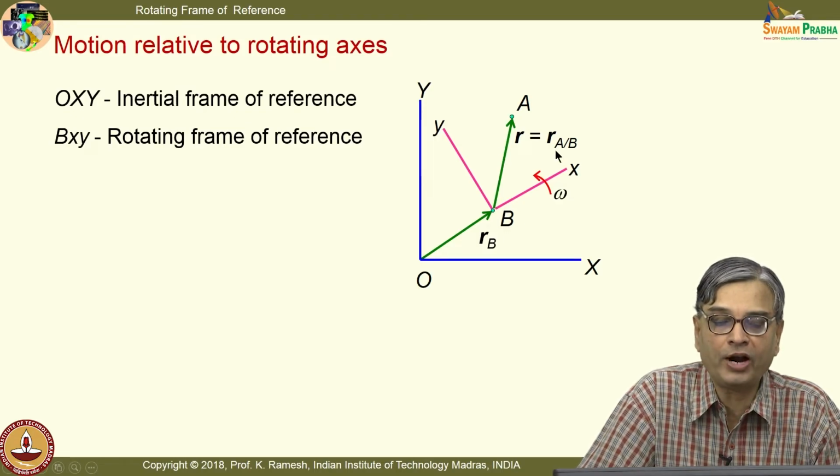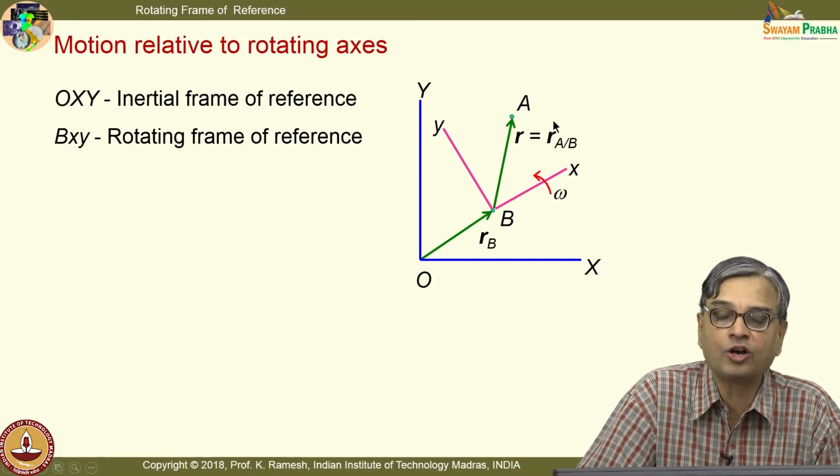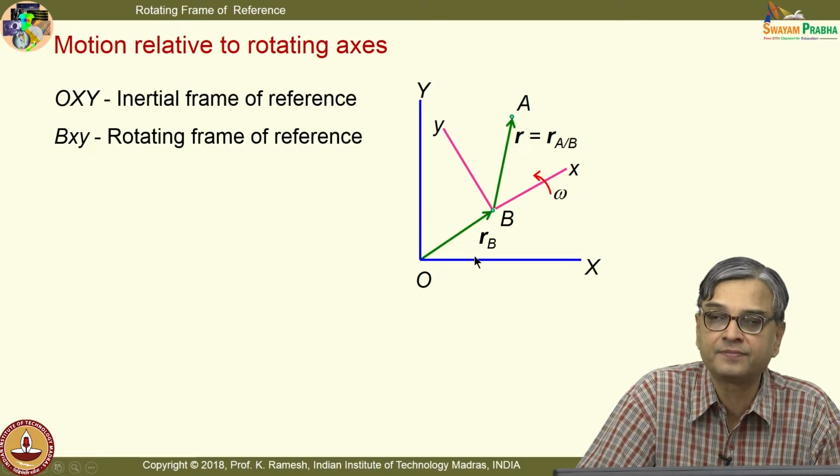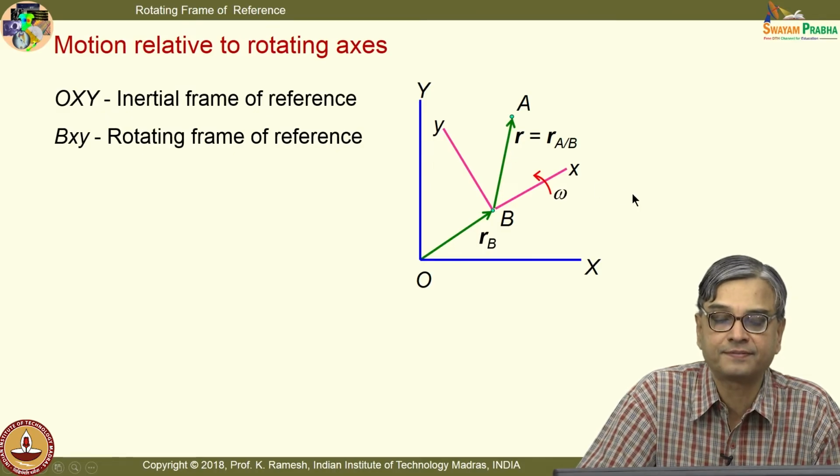And whatever point I have on the object, I put it as A, and I view this point from the rotating frame of reference by the position vector here. There is R B, which denotes the position vector of B with respect to the fixed reference. There is R A with respect to B, which is seen in the rotating frame of reference.